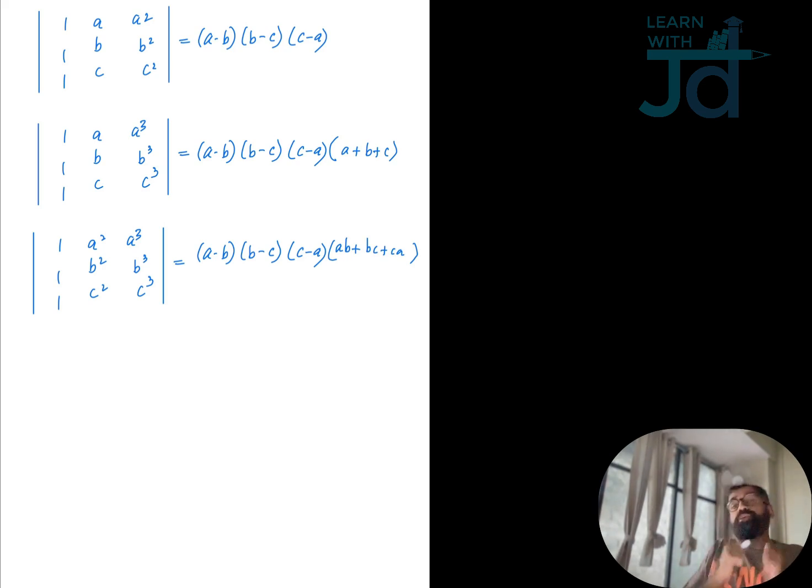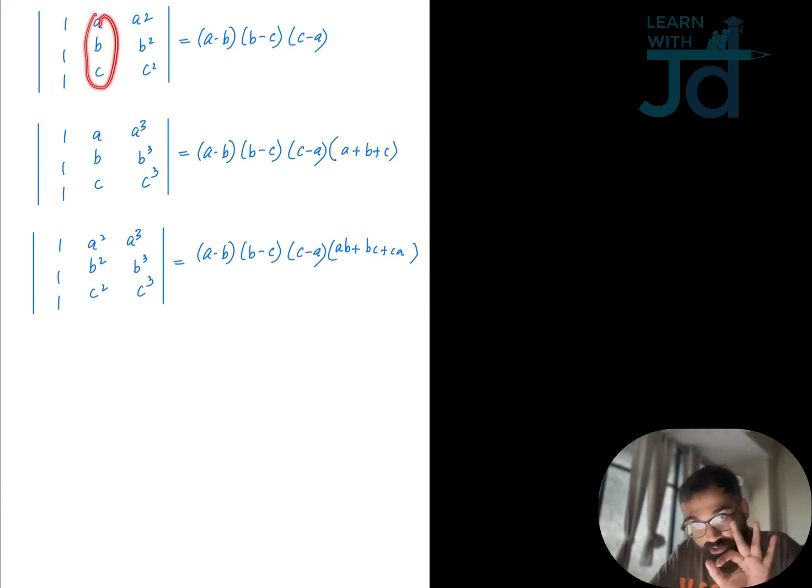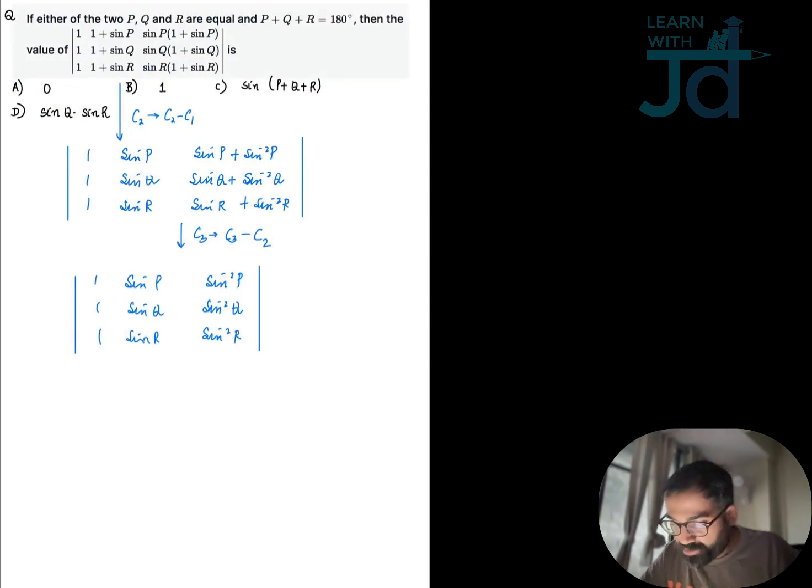Now relating to our problem, which identity comes? If you carefully observe, this is the identity that comes. That is, all the ones are in one column, and all the three different quantities are in the second column, and their squares are in the third column. So it's the same thing.